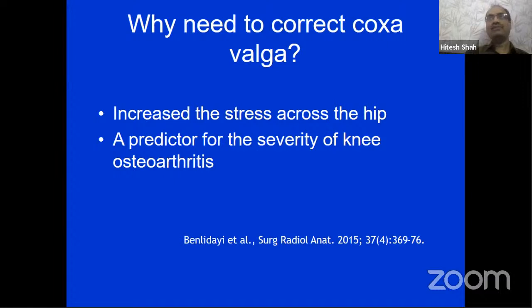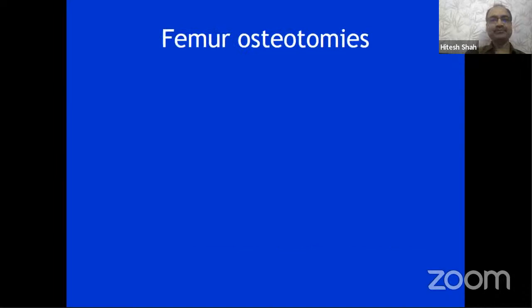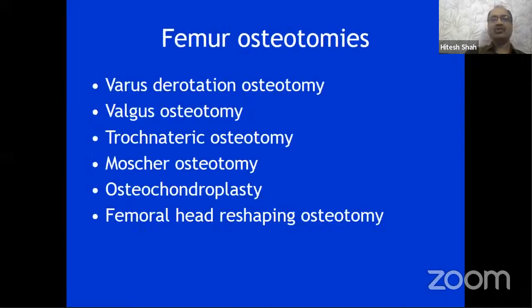So the optimum position of the neck shaft angle is required. It would not be too less like coxa vara. It would not be too more like coxa valga. So what are the various osteotomies? Valgus osteotomy, varus osteotomy, trochanteric osteotomy, Mosker's osteotomy, osteochondroplasty, and reshaping.